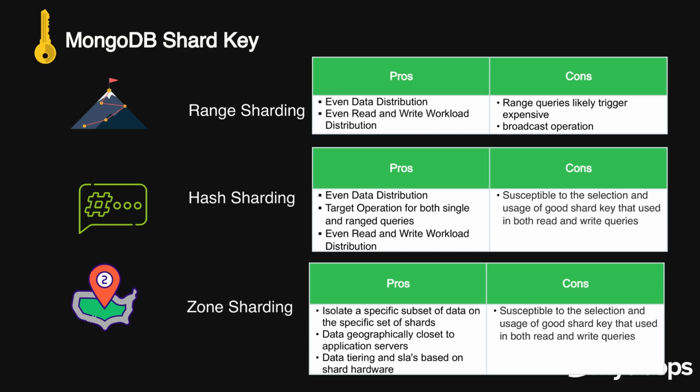And zone sharding is one interesting feature in Mongo. If you have a distributed application in different regions and you need to keep relevant data only in that region, zone sharding is one of the interesting features we can consider.